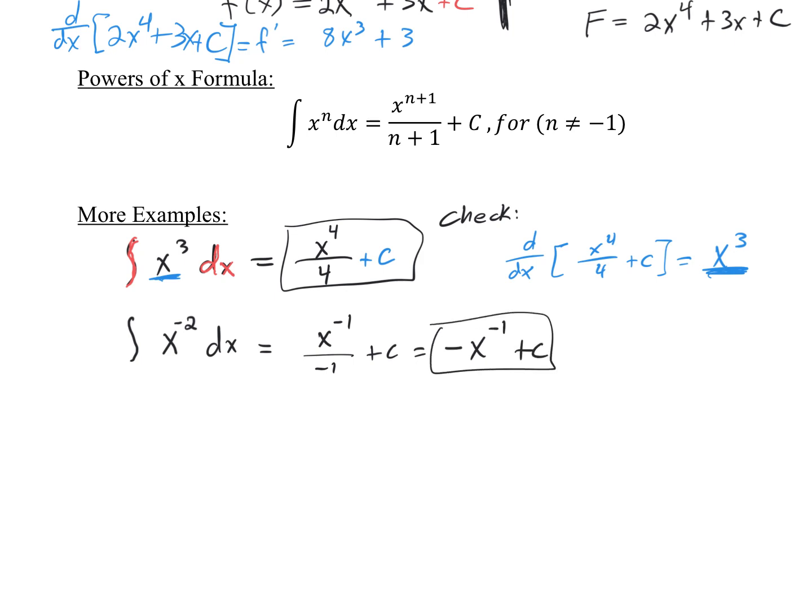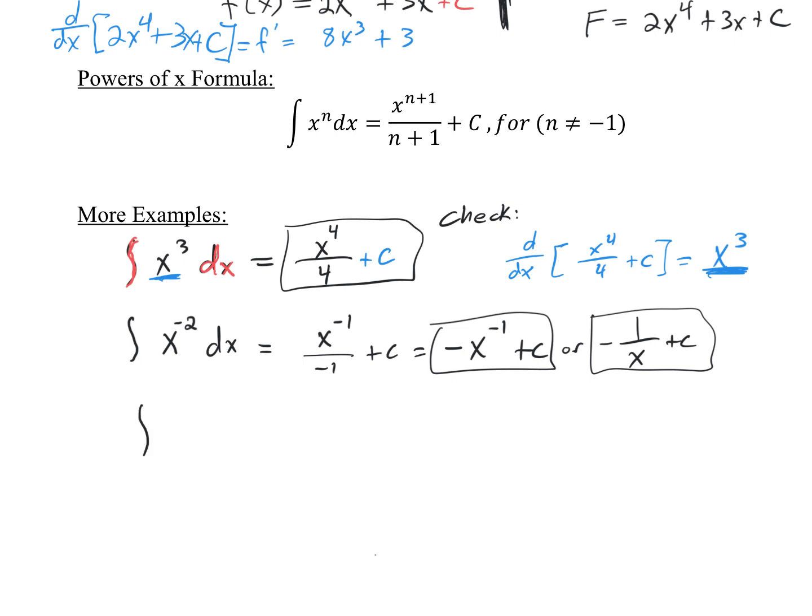This is correct. If you like, you could write this as -1 over x, plus c. That's also correct. For either of these, if you take the derivative, I'm not going to actually go through this process of checking it every time, but if you take the derivative of this function, you will find you get x to the negative 2. Well, let's look at another example.